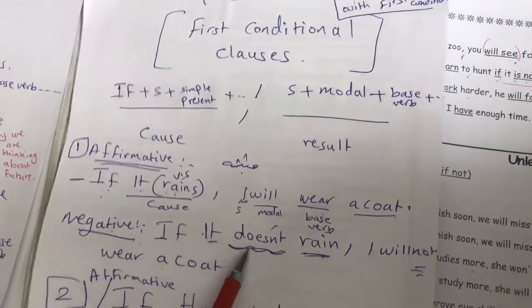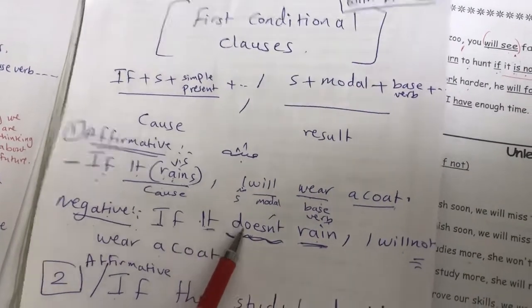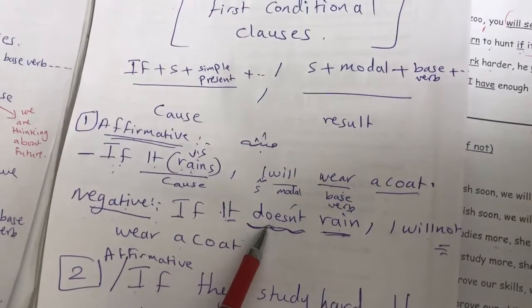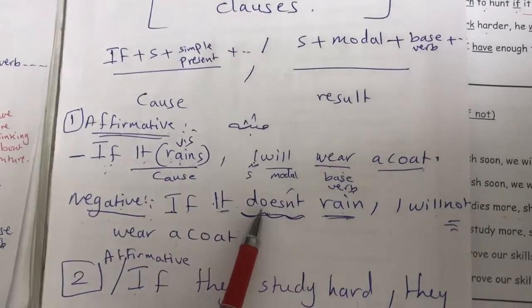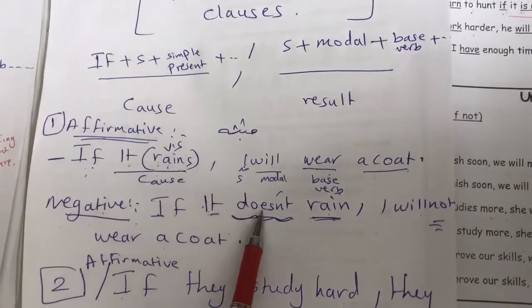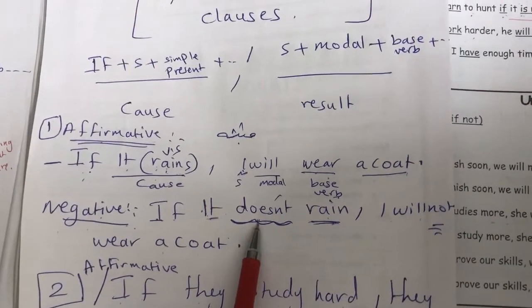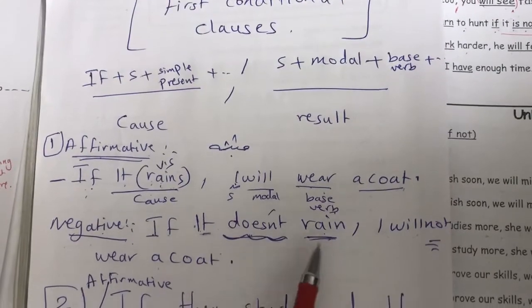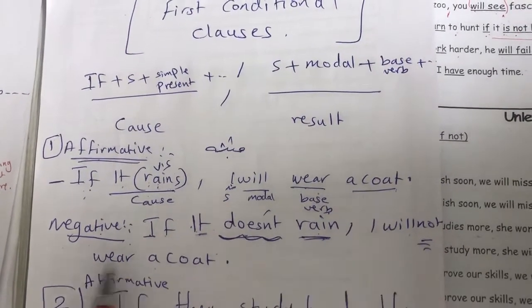Because I negate the sentence with doesn't, with singular, I use simple present here. So, simple present negative for simple present with doesn't and don't. Doesn't for singular and don't for plural. And you know that because I explained it before. Yes, I will not wear a coat.